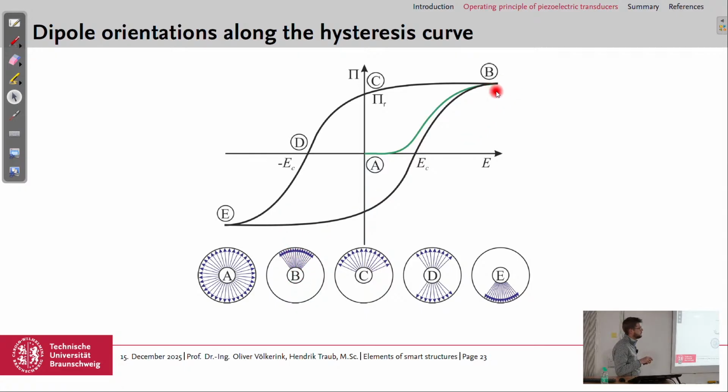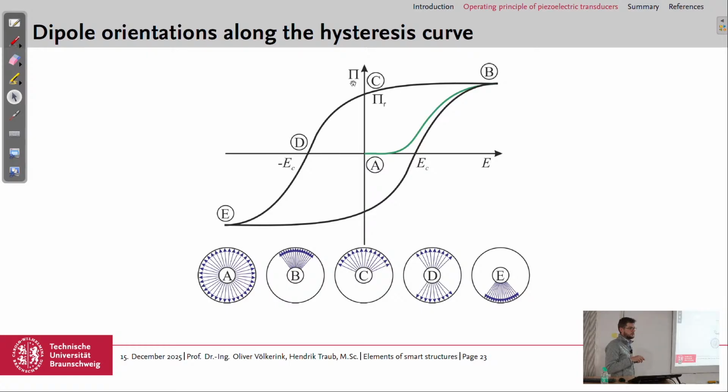And if we then remove the field again, so we go up to this point, electric field is 0, but then we have the remanent polarization. So the polarization is not as oriented as in state B, but still a large orientation which we can use macroscopically.